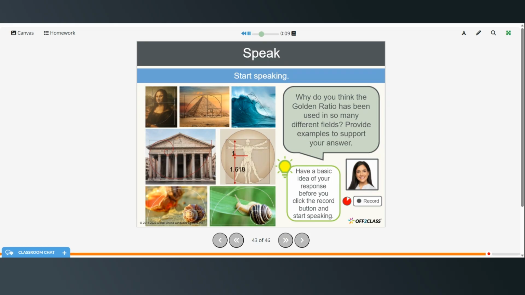Now it is your turn. Why do you think the golden ratio has been used in so many different fields? Provide examples to support your answer.